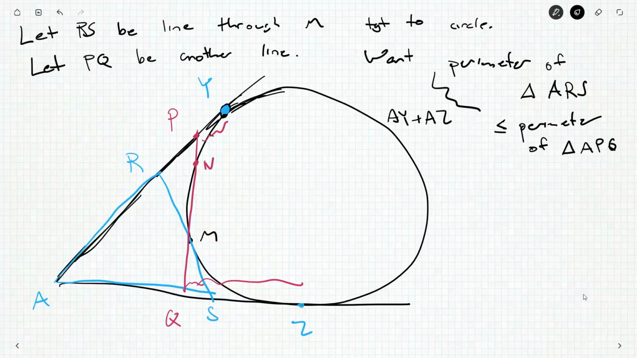So what else could we do? I don't think we can calculate this perimeter any other way. But maybe we're not using part A hard enough. Maybe we need to calculate the perimeter of APQ in a similar fashion. But what would that entail?